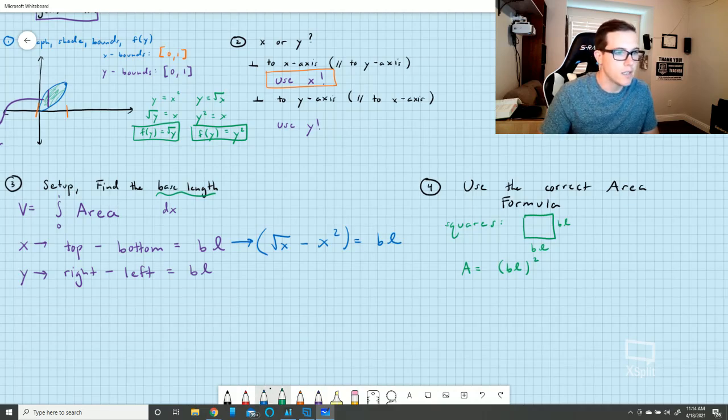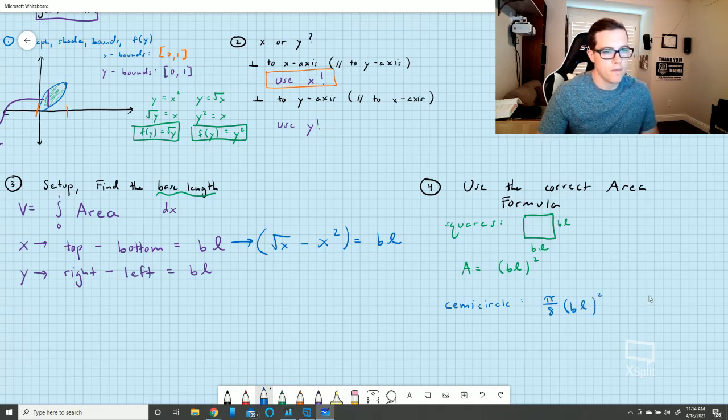If you're dealing with a semicircle, there's a little more to this one that I'm not going to get into. The formula for this one is pi over 8 base length squared, for reasons I'm not going to cover right now. It's kind of like you're taking the radius, which is half, you're squaring that, which is 4, and then you're taking half of the circle. That's where the 8 comes from. I would just have it memorized. And then we have equilateral triangle. The formula for that is root 3 over 4 base length squared.